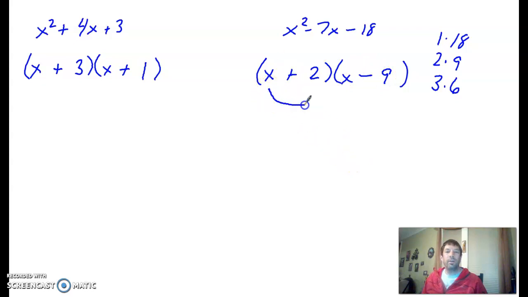So let's check that out. X times x is our x squared. X times negative 9 is negative 9x. 2 times x is positive 2x. So a negative 9 and a positive 2 does give us that negative 7x. And then positive 2 times negative 9 is negative 18. Okay? So those are fairly simple factoring problems.